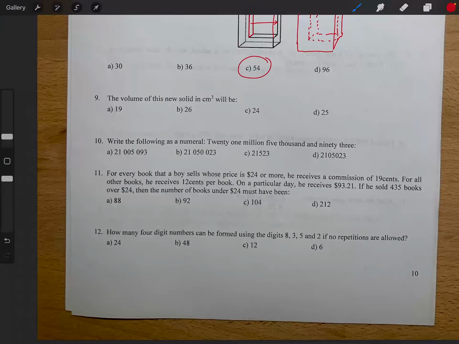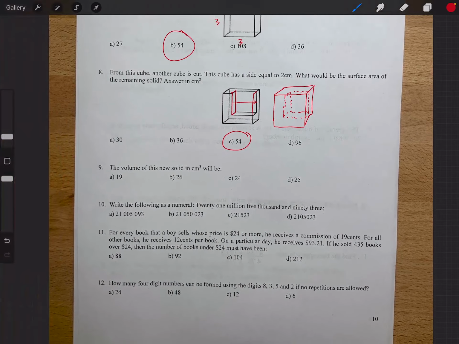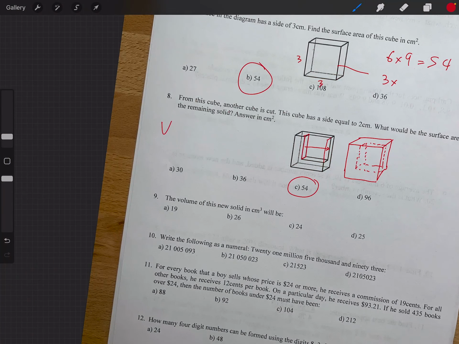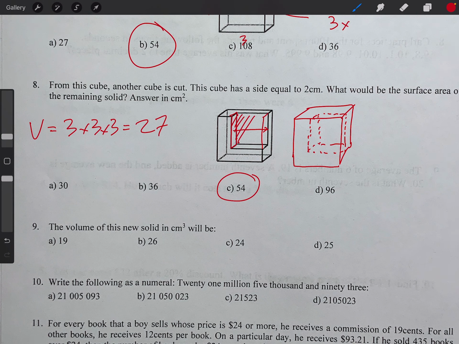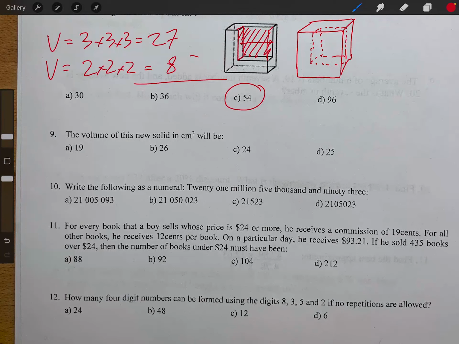Okay. The volume of this new solid will be what? So the volume, we just take to find the volume of the big one. So actually I'll just write it here. Volume is equal to 3 times 3 times 3, which equals 27. Now what's the volume of the cube that's been cut out, the hollow piece? The volume of that one is 2 times 2 times 2, which is 8. And we do a subtraction. So what's 27 minus 8? That'll be 19, which is this one there.